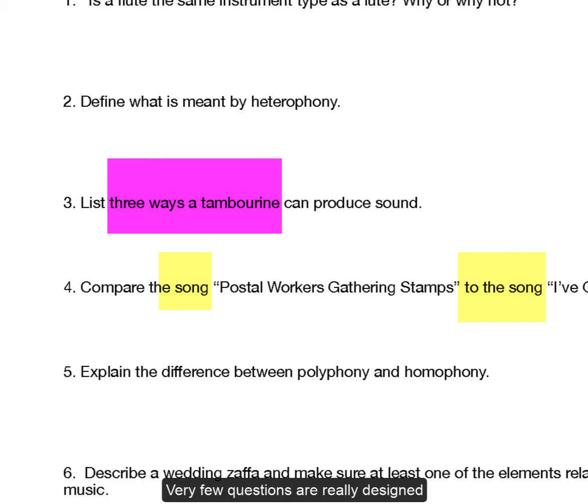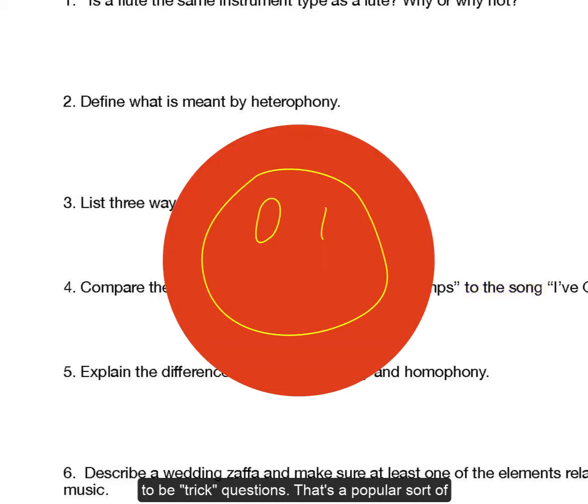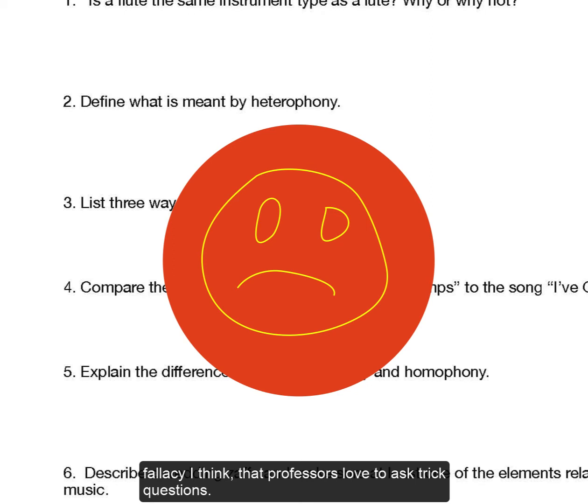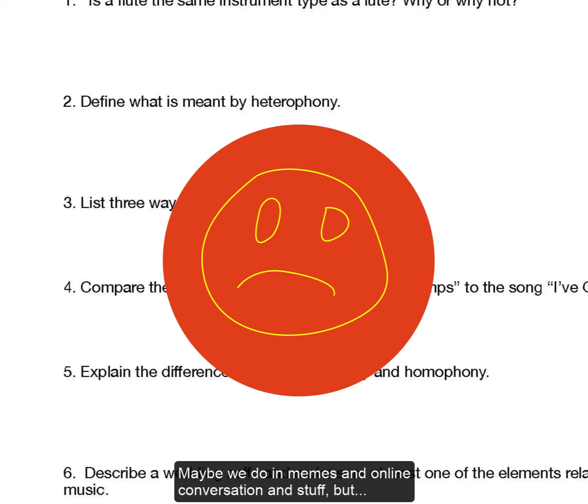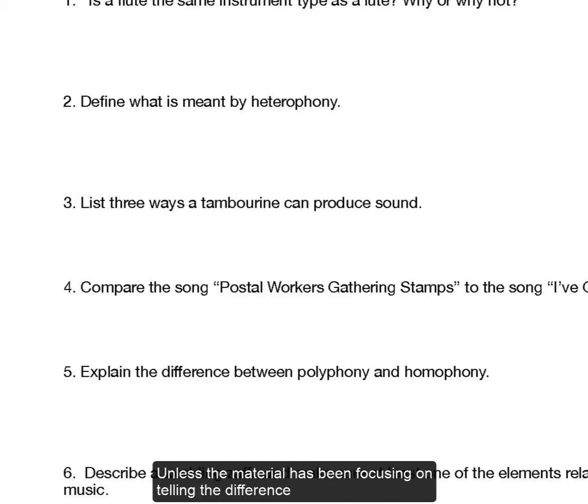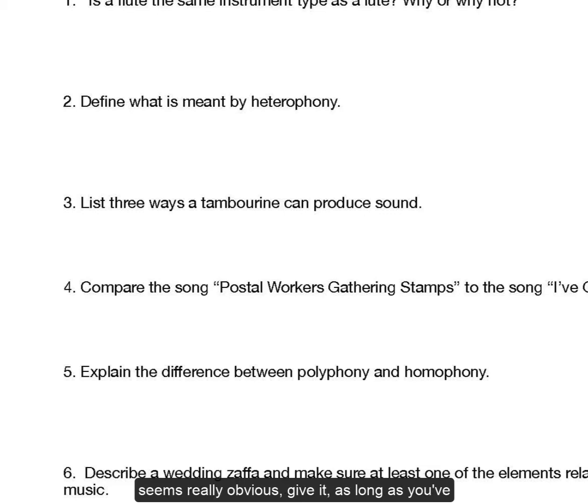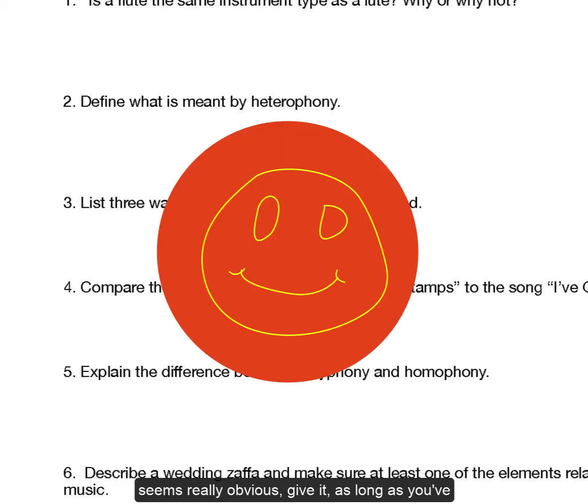Very few questions are really designed to be trick questions. That's a popular sort of fallacy, I think, that professors love to ask trick questions. And maybe we do in memes and in online conversation and stuff. But unless the material has been focusing on telling the difference between something that is true and something that is false, or reading comprehension or something like that, then we're really probably not going to ask you a trick question. So even if the answer seems really obvious, give it, as long as you've read the question.